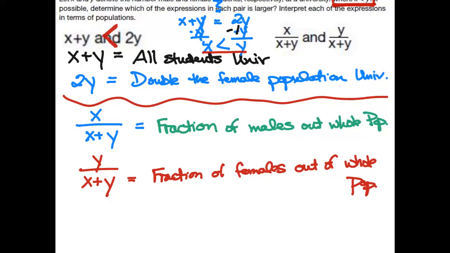So, which is going to be larger in this case? The first, X over X plus Y, or the second, Y divided by X plus Y? Okay, why?